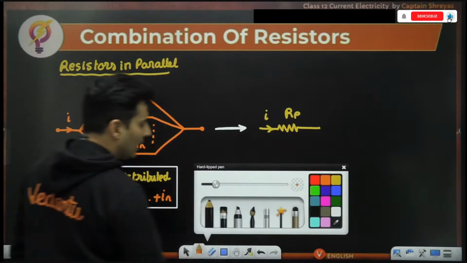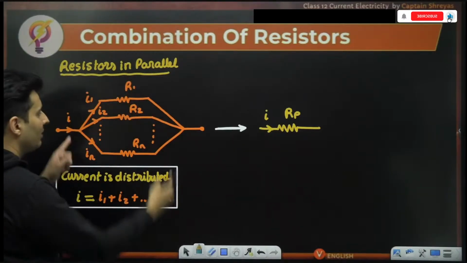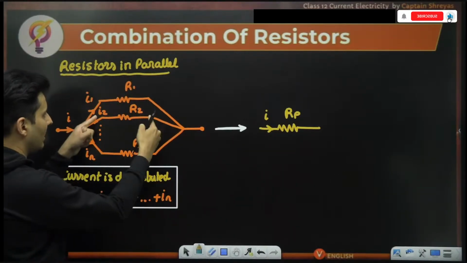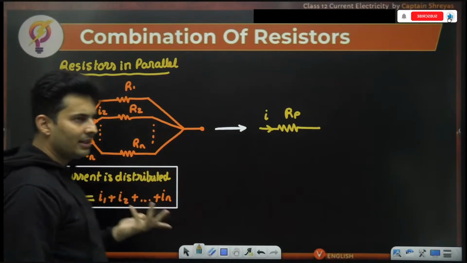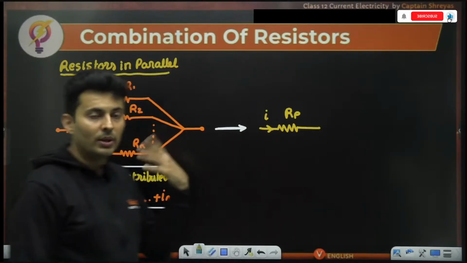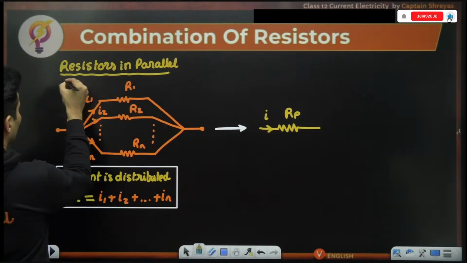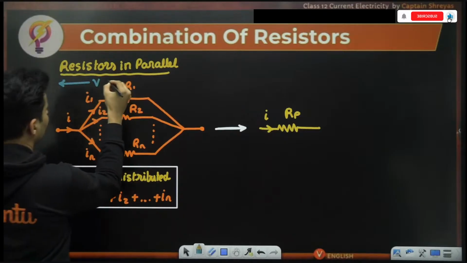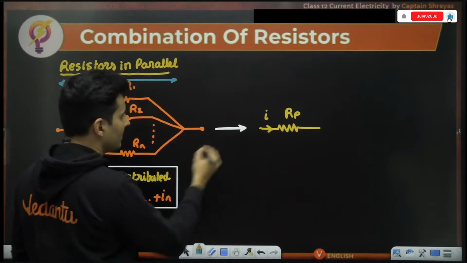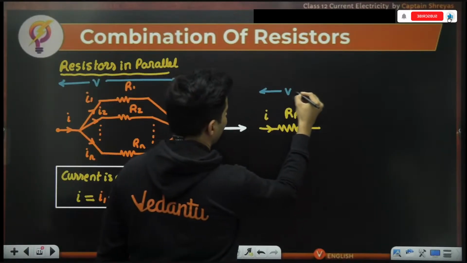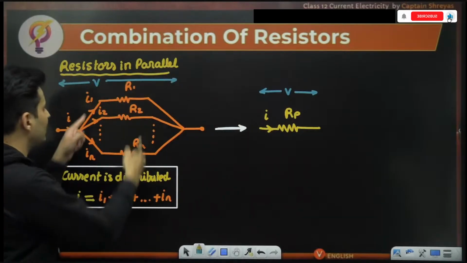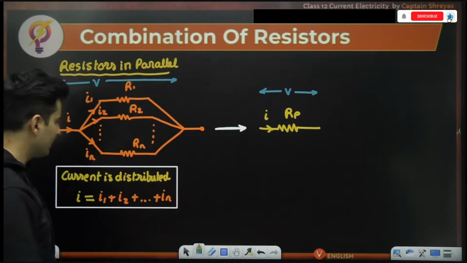Not just that, I also notice that whether I measure the voltage across R1, R2, R3, R5, anything, or this, the voltages will be the same. Yeah, so whatever voltage drop will be there across these resistors is also across this resistor, and this voltage is the same across all the resistors.